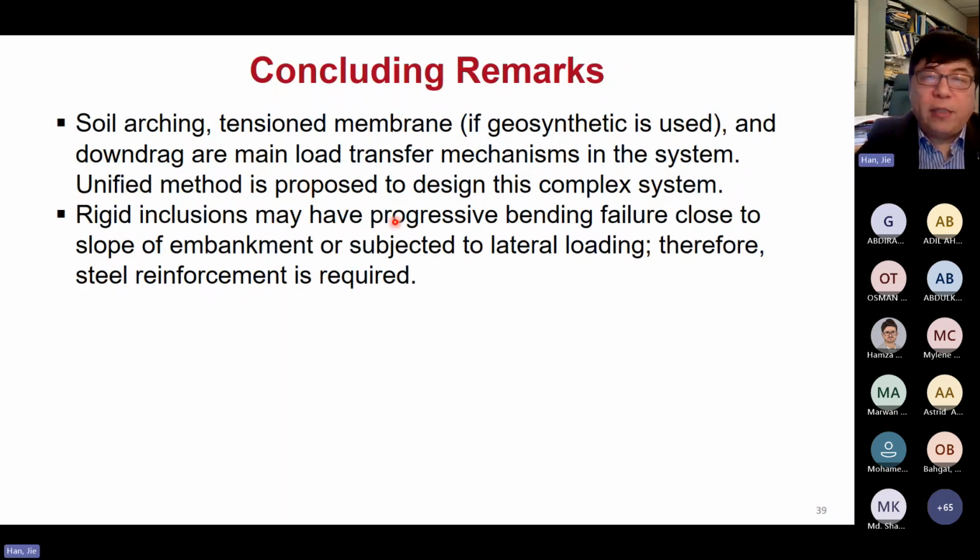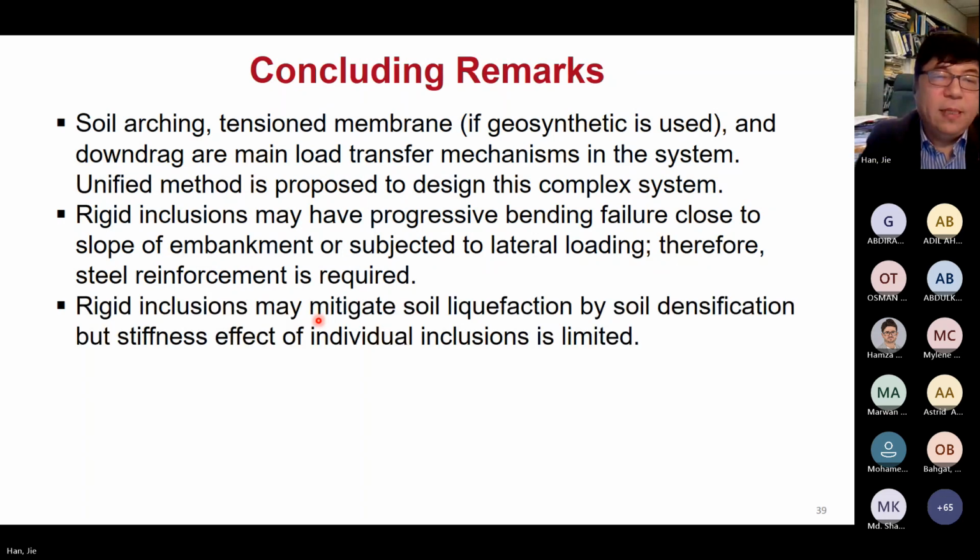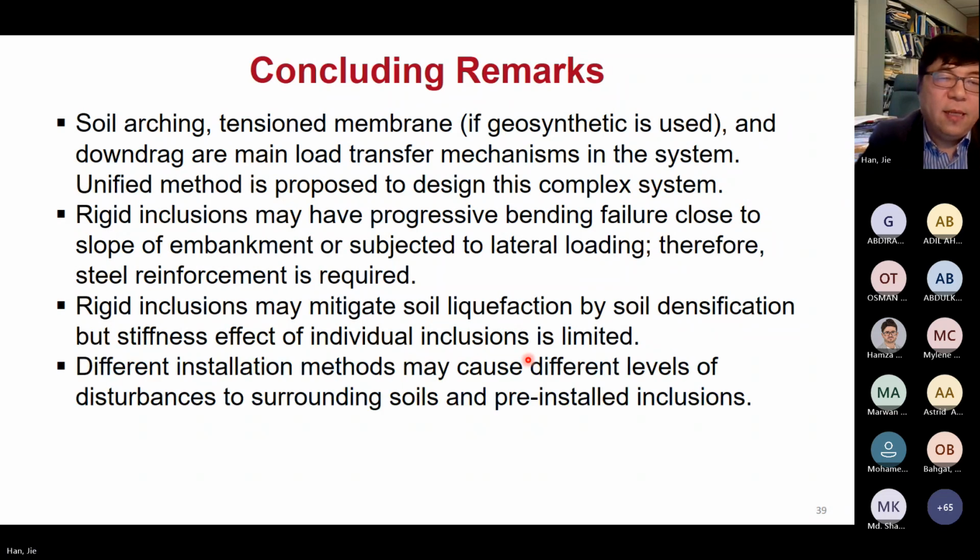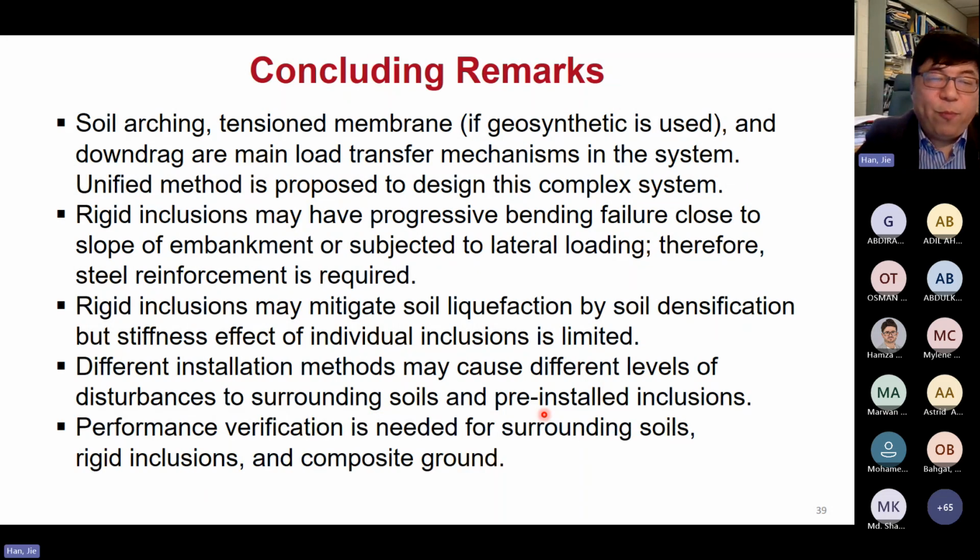Rigid inclusion may have a progressive bending failure across the slope of the embankment or when subject to lateral loading. Therefore, steel reinforcement is required. Rigid inclusion may mitigate soil liquefaction by soil densification, but the stiffening effect of individual columns through shear stress reduction is very limited. Different installation methods may cause different levels of disturbance to surrounding soil and maybe even the pre-installed columns. The performance evaluation is needed for surrounding soils, rigid inclusions, and the composite ground.